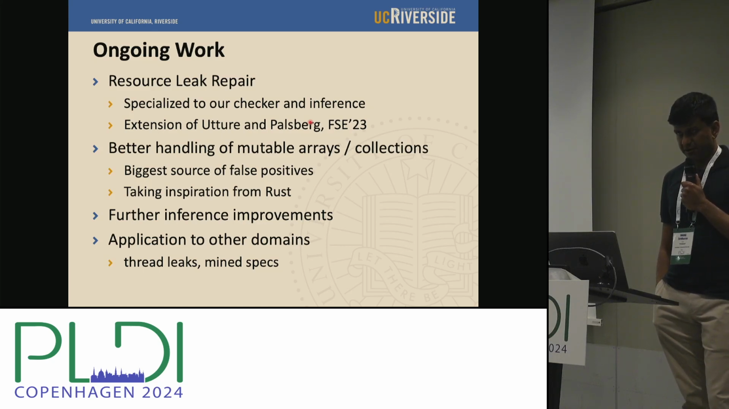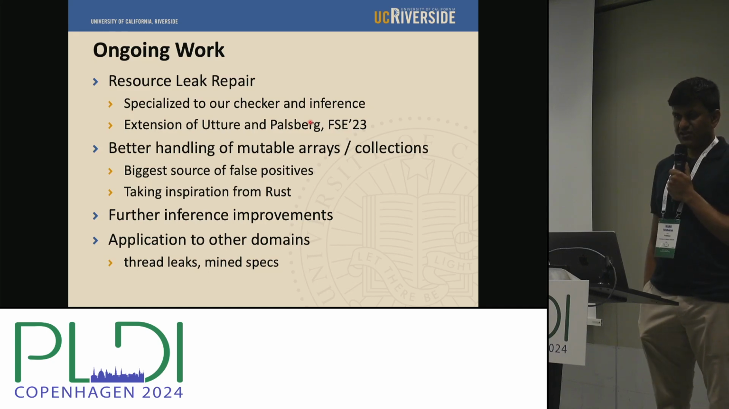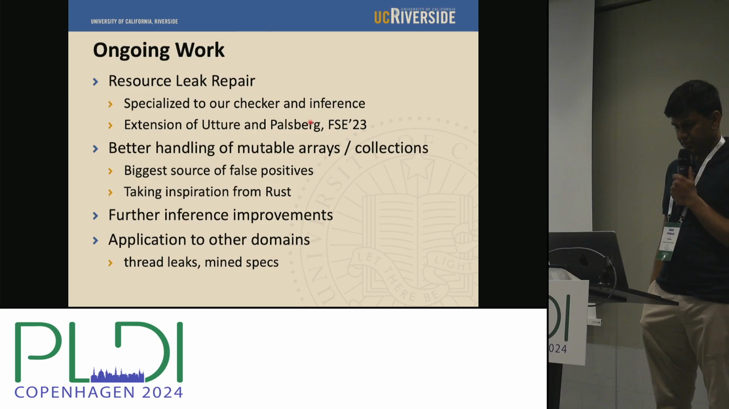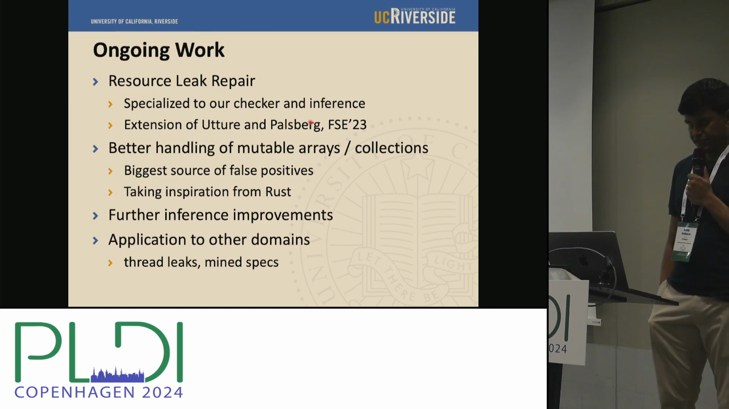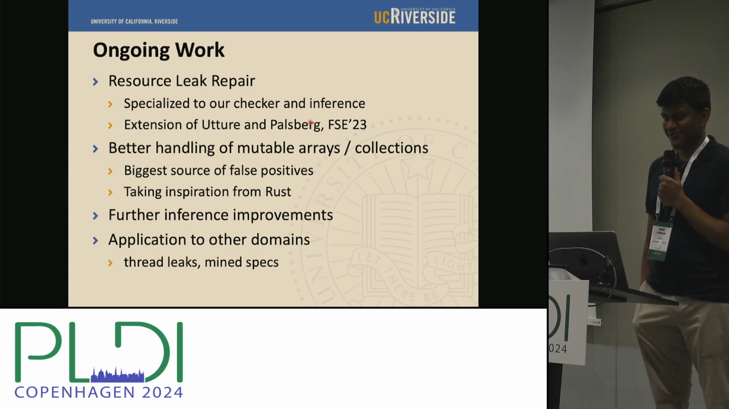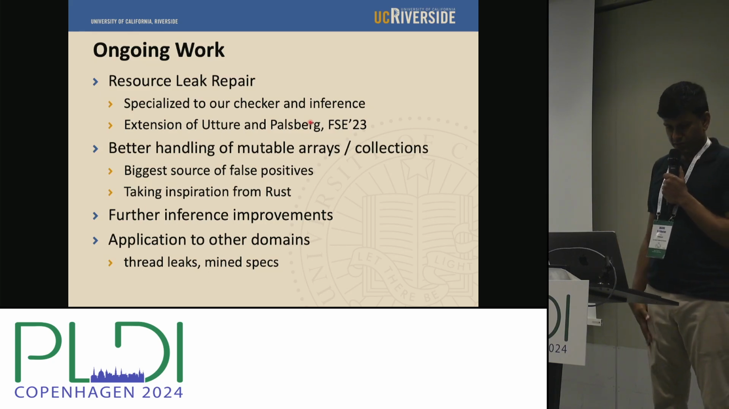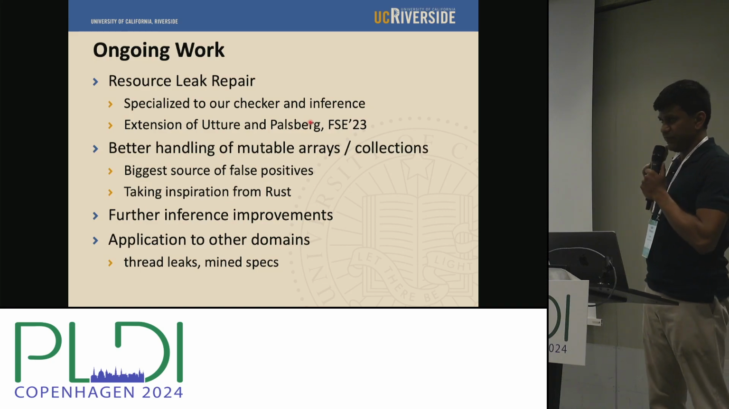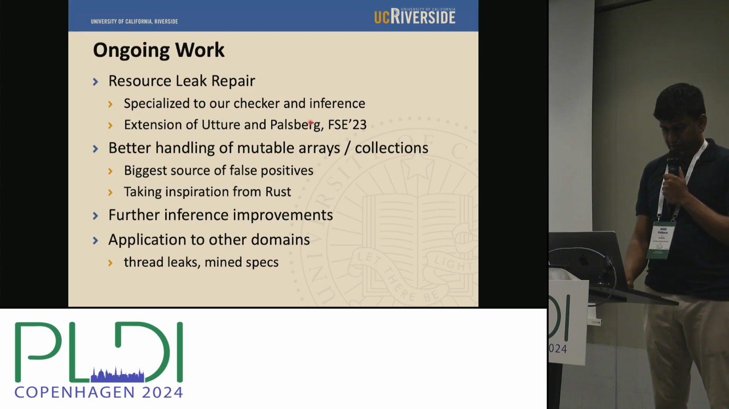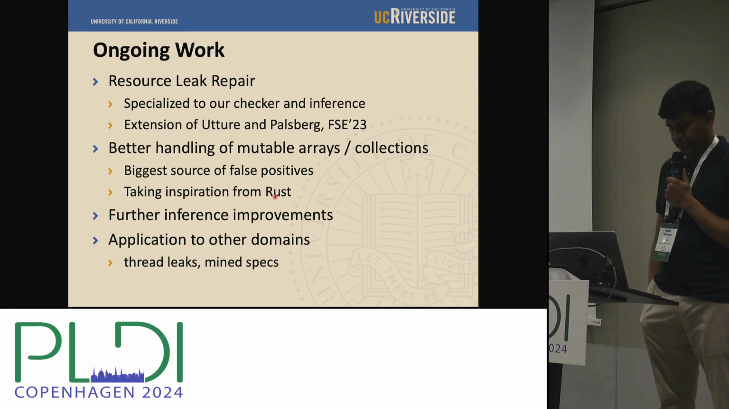We generally want better handling of mutation, including arrays and collections. Remember I said this was one of the biggest causes of false positives. So this is hard. We're trying to take some inspiration from Rust and how it manages arrays of resources and this kind of thing. But we've got to try to strike a balance here, right? We don't want you to have to annotate every array-manipulating piece of code in your whole program. So this is still very much a work in progress. I don't think we have a good solution here. We're still thinking about it. We have other inference improvements that we're working on, and we're also thinking about applying this technique to other domains.